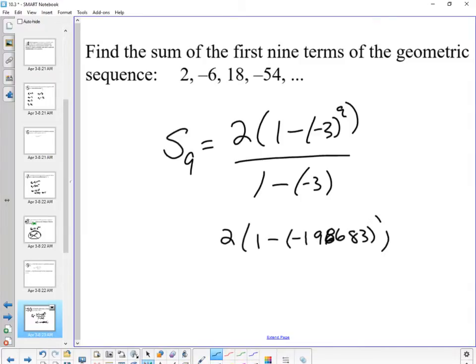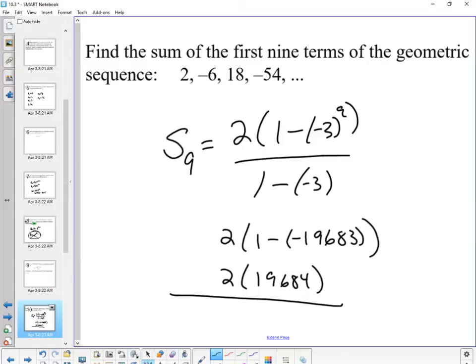19683. Okay, so that means we're going to get 2 times 19684 over 4. And then that's going to give you 2 times... So what's half of that? 9842. Yeah.